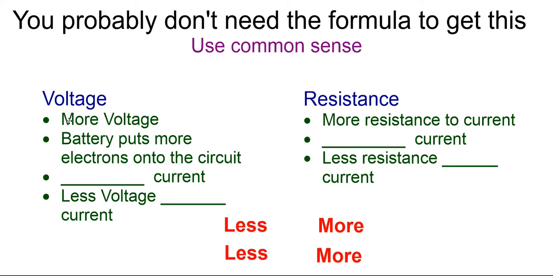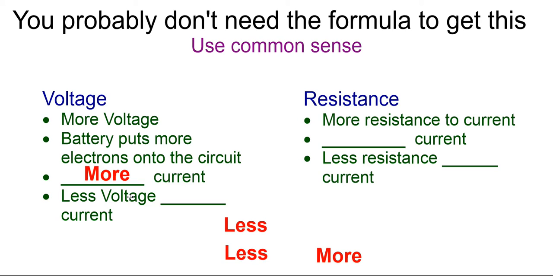Alright. Now, you don't need a formula to do this. You'll probably just rely on your common sense. Let's go through voltage and resistance, and just using our common sense, determine how they affect current. Well, look at voltage first. More voltage, we get that from a battery in this course. So the battery puts more electrons onto the circuit. Remember, that's what a battery does. It's like an electron pump. So if we have more voltage, more electrons are going on, so what does that do to current? More electrons going on in the circuit? That's obviously more current, isn't it?